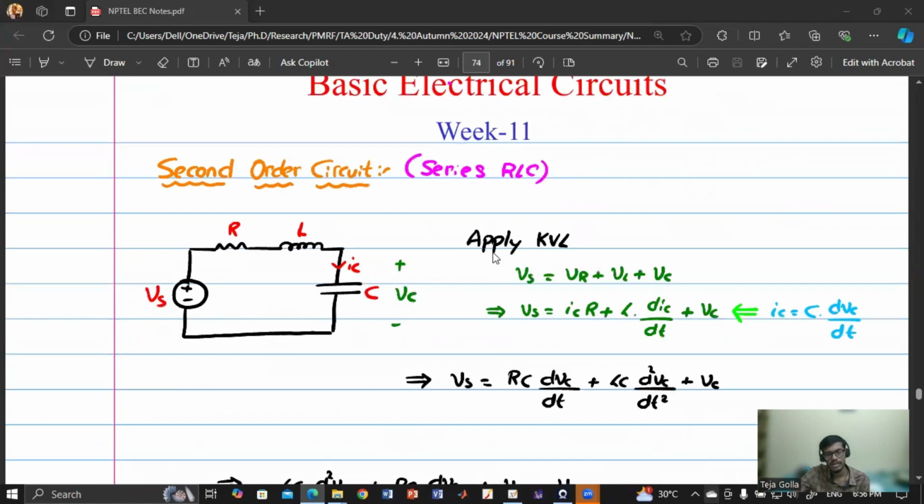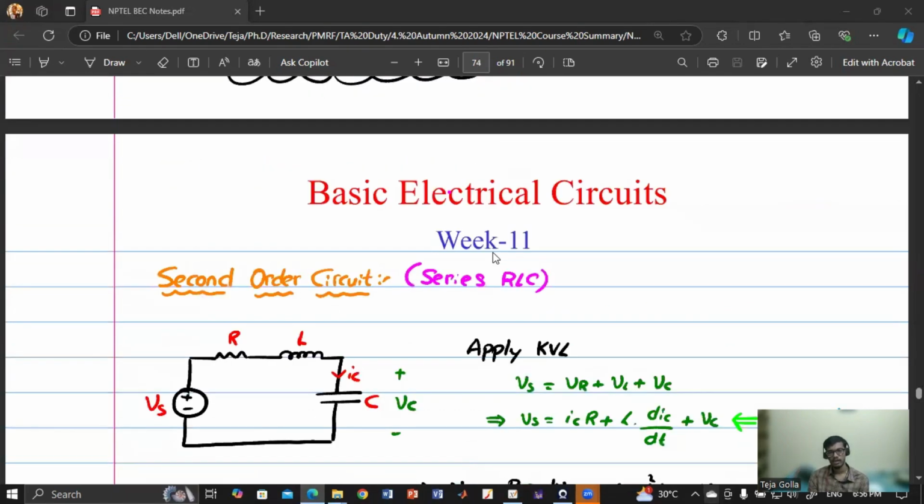So in week 9, where we discussed the constant input, what will be the time varying voltage or the expression for voltage and current, we got the expression which is Vc of infinity plus Vc of 0 minus Vc of infinity into e to the power minus t by tau. And we started with calculating the time constant, followed by the initial condition, followed by the final value, and then substituting in the generalized expression.